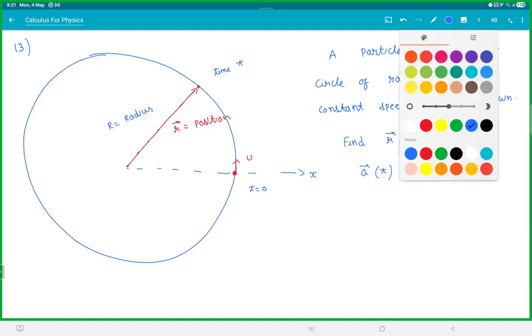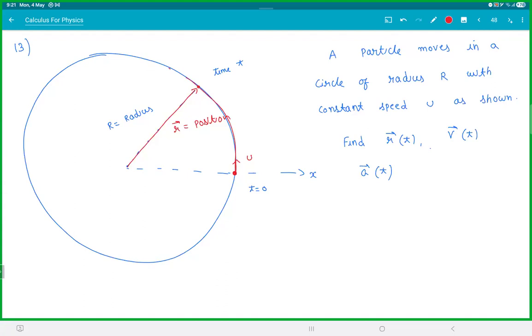So you can see now what is happening as the particle is traveling here. When it is here, this is the position vector. When it is here, this is the position vector. So your vector is continuously rotating. As time passes, your rotating vector is also going in a circle, round and round. So let's find r bar as a function of time t. Your answer should come in terms of t, u, and r.